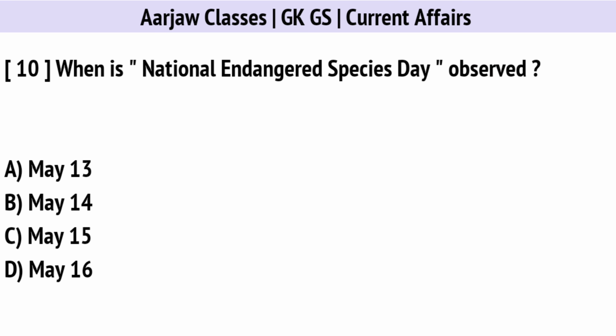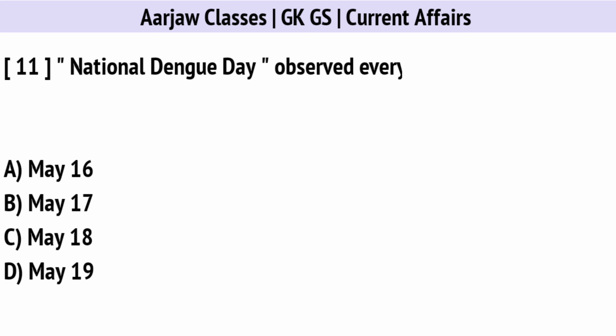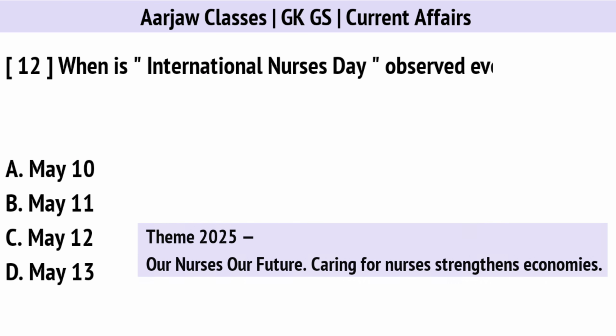When is National Endangered Species Day observed every year? Right option is D. On 16th May. National Dengue Day observed every year on. Right option is A. 16th May. When is International Nurses Day observed every year? Correct option is C. On 12th May.